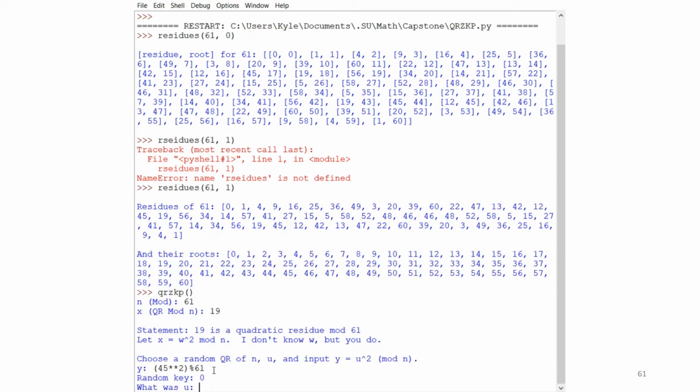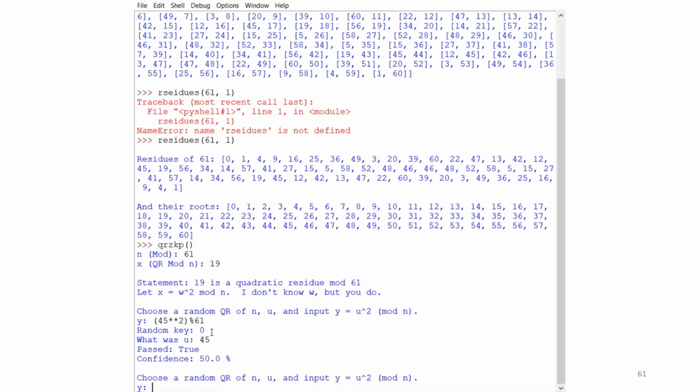So we got a challenge bit of 0, so we were asked to give the program the quadratic residue that generated the one that we gave him. In this case, it's this 45 right here. And he can easily check that we were telling the truth about that, and we passed. So the confidence starts at 50%.